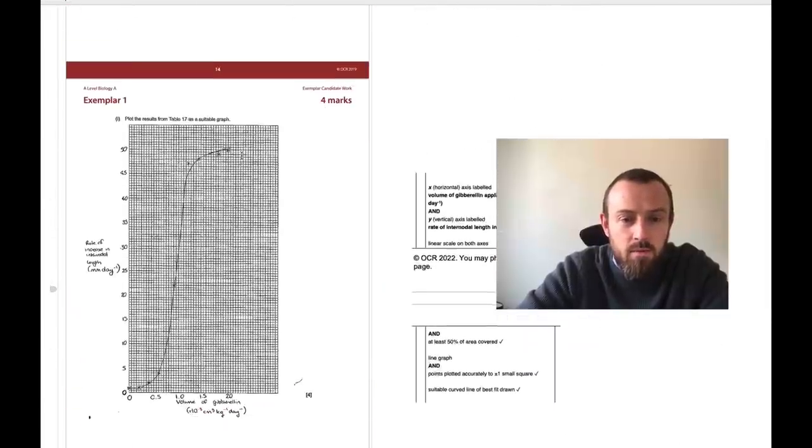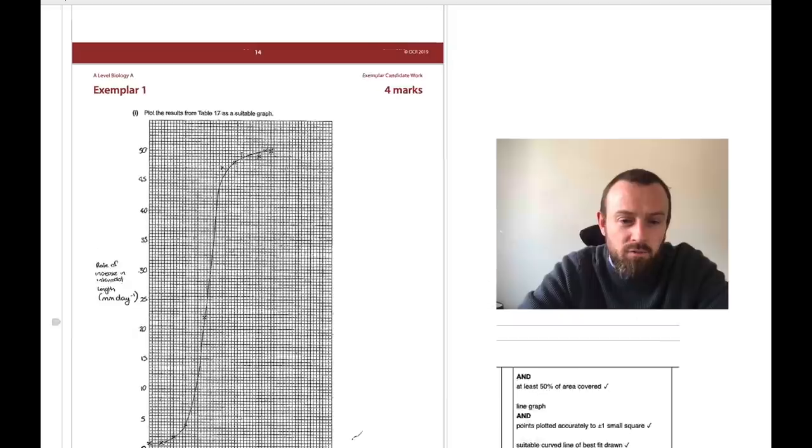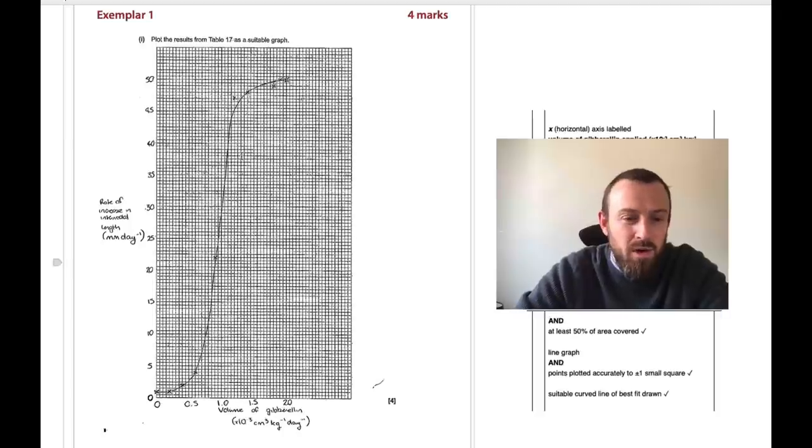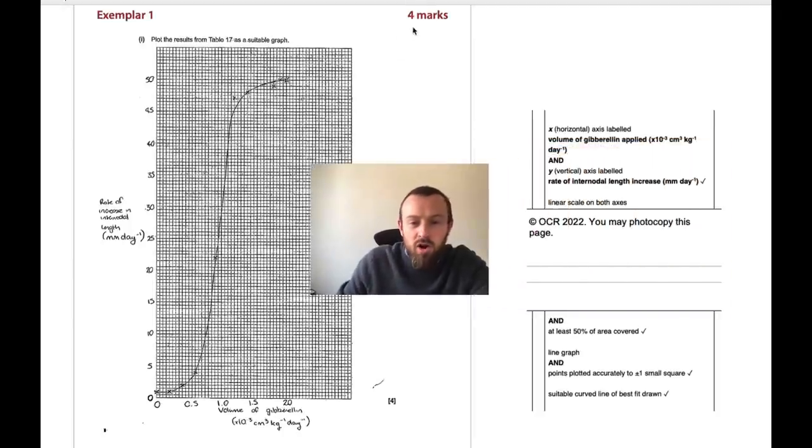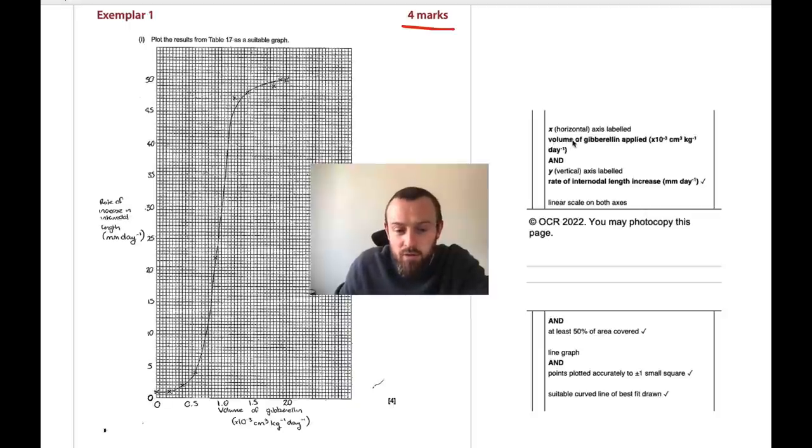So here is some material produced by the exam board, and it's real student work from when this question appeared in 2019. And this is a 4-mark graph, okay? This is what it should look like. Why does it get 4 marks? Well, first of all, your x-axis is clearly labeled volume of gibberellin applied 10 to the minus 3 cm cubed per kg, all that stuff. Okay, there it is. They didn't write the word applied, but the person has given them that mark for that x-axis. And you also need the y-axis correctly labeled with the units as well for that same mark. So that's the same mark, okay? Axes mark is given.